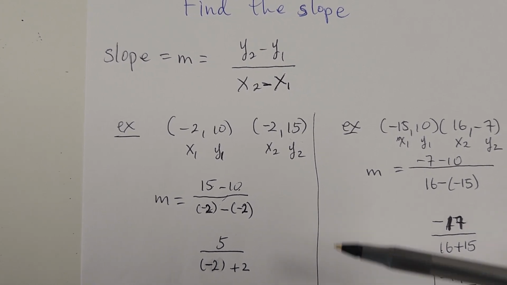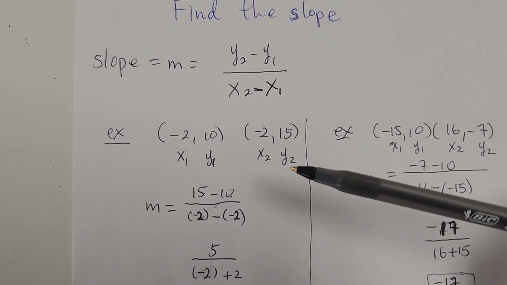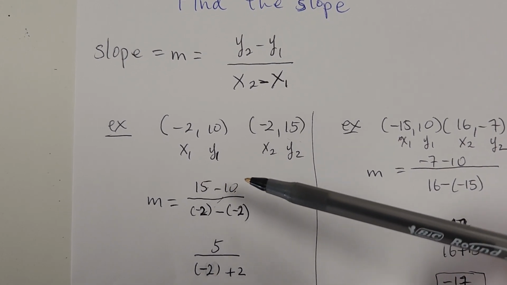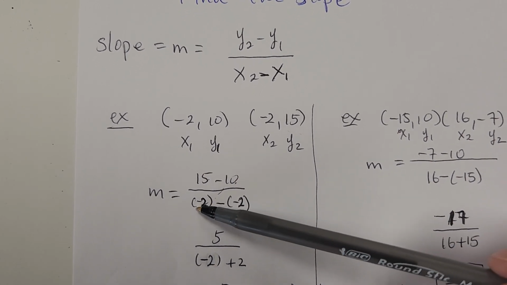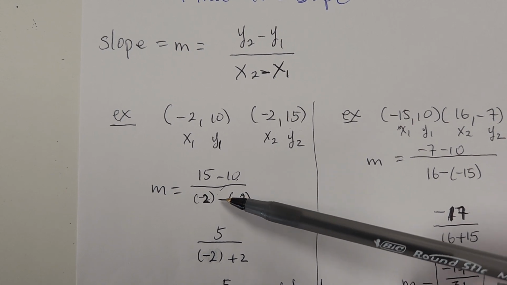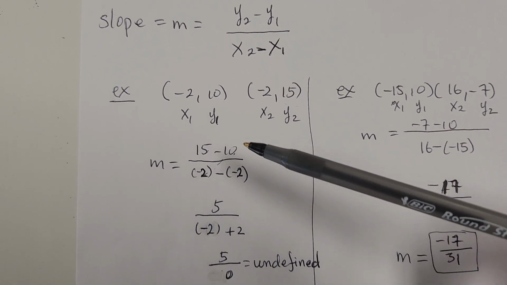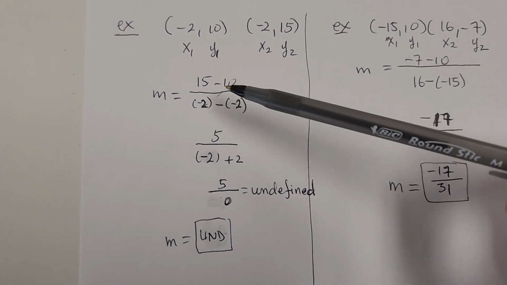One more time, be careful how to plug in correctly. Okay, this is your y2, y1, x2, x1. If there are two negatives, put in parentheses. And then the rest is just order of operations.